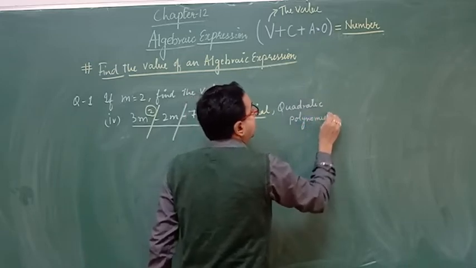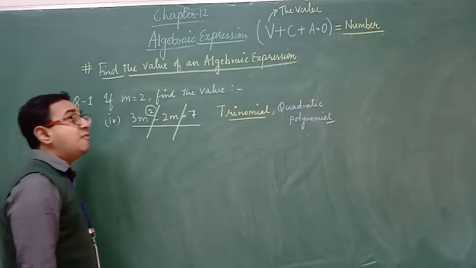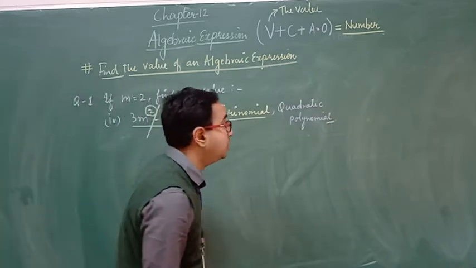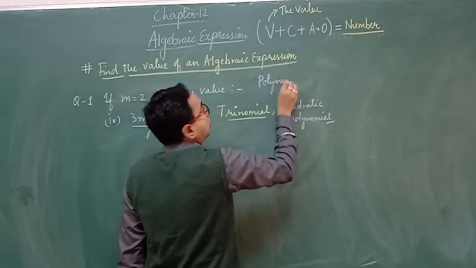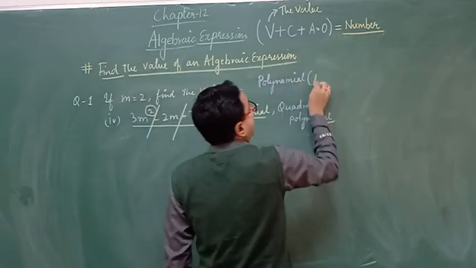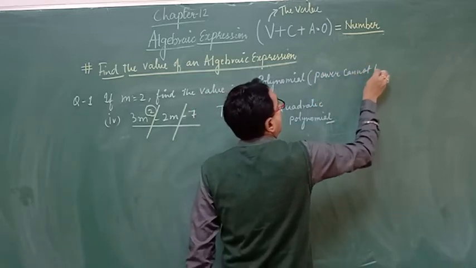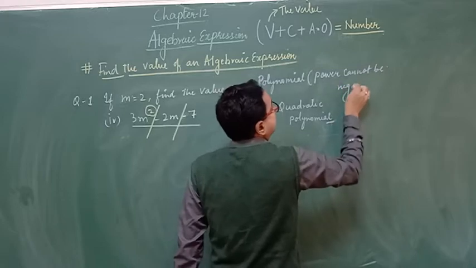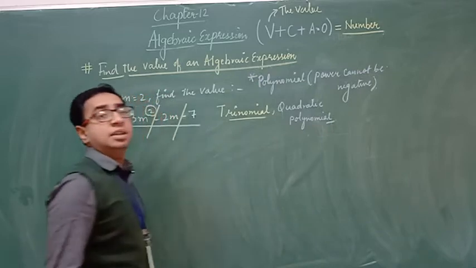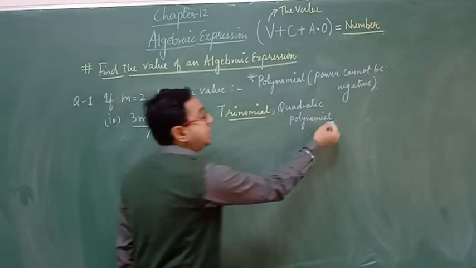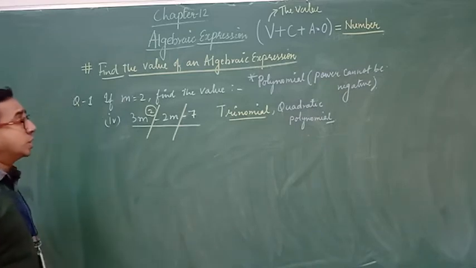I told you earlier also, every polynomial is an algebraic expression, but every algebraic expression is not a polynomial, because for a polynomial, power cannot be negative. This is the important condition. Hence, every polynomial is an algebraic expression, but every algebraic expression is not a polynomial. Clear with this? So it's a quadratic polynomial.